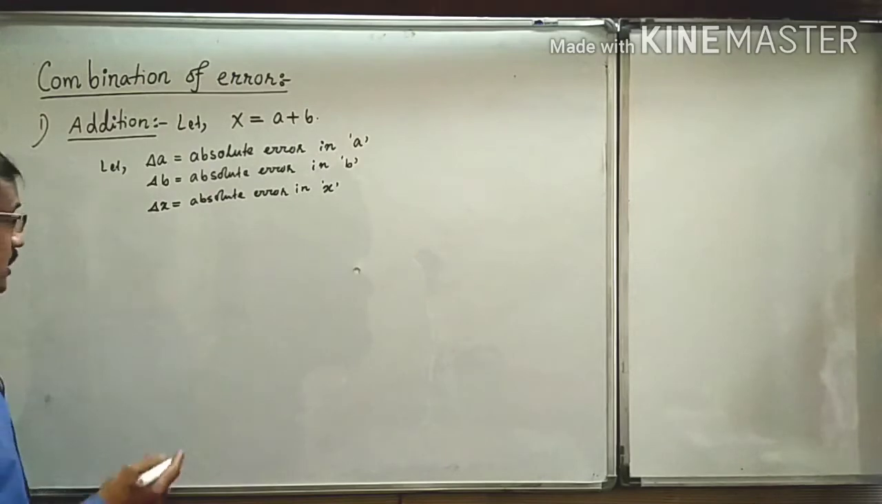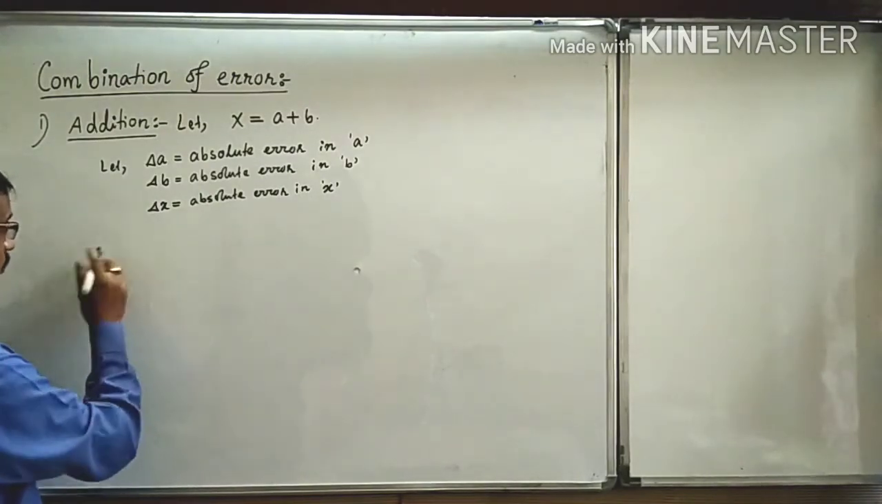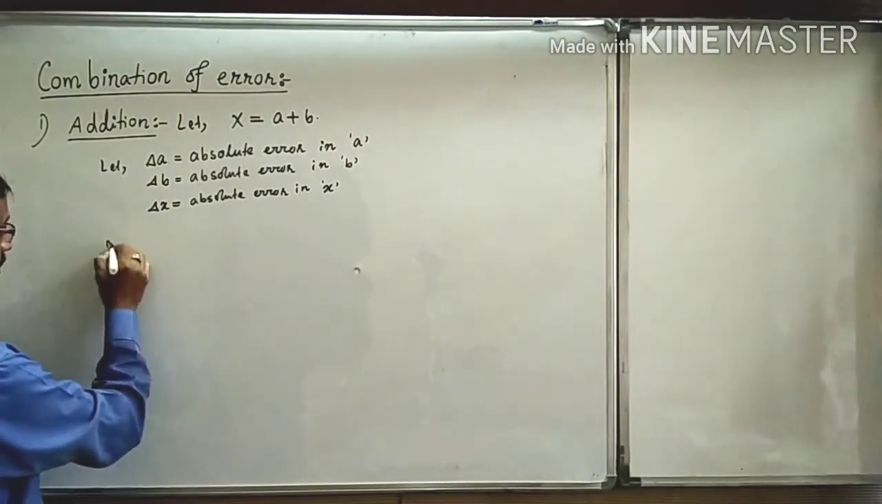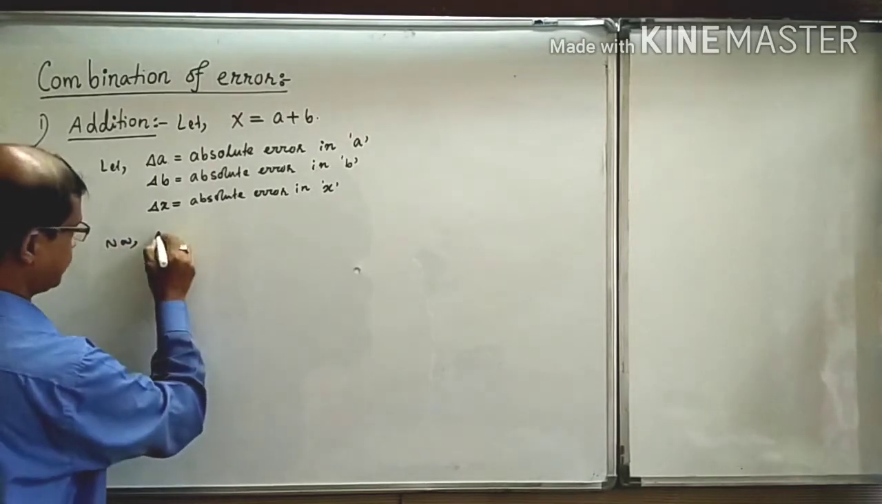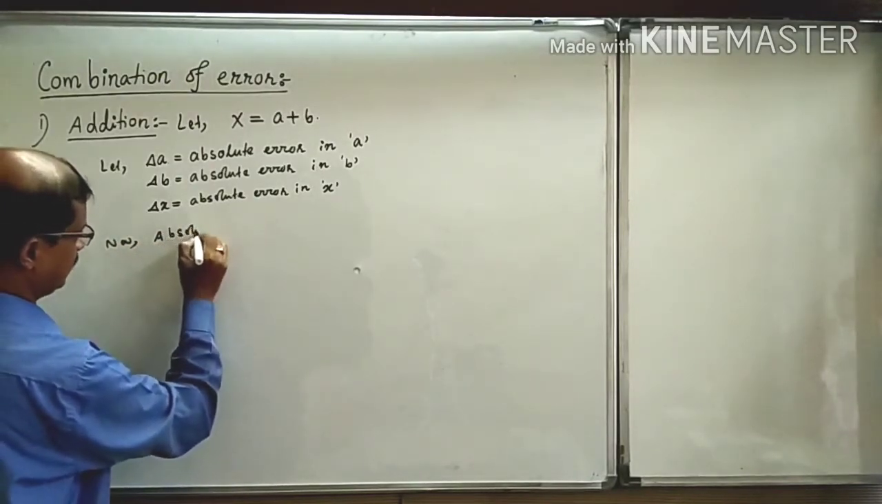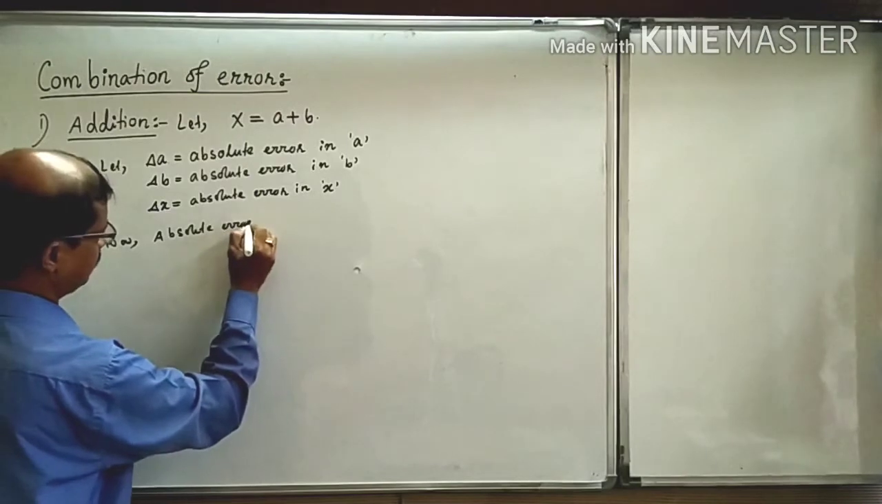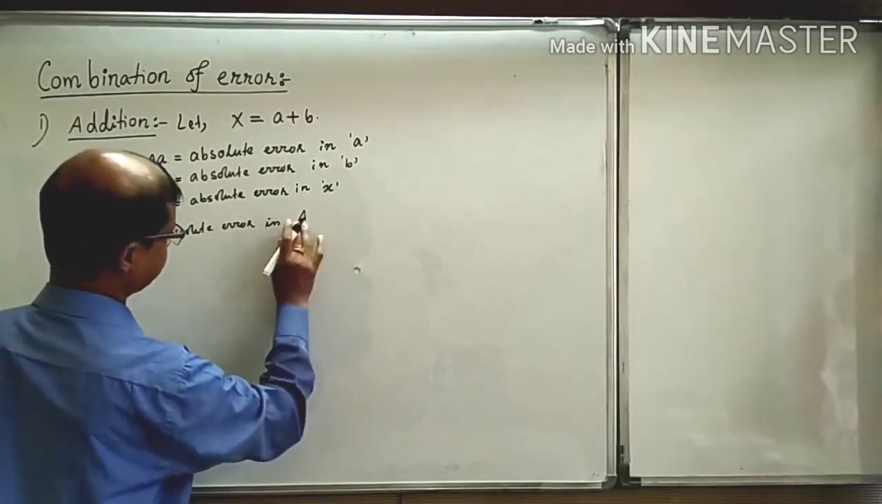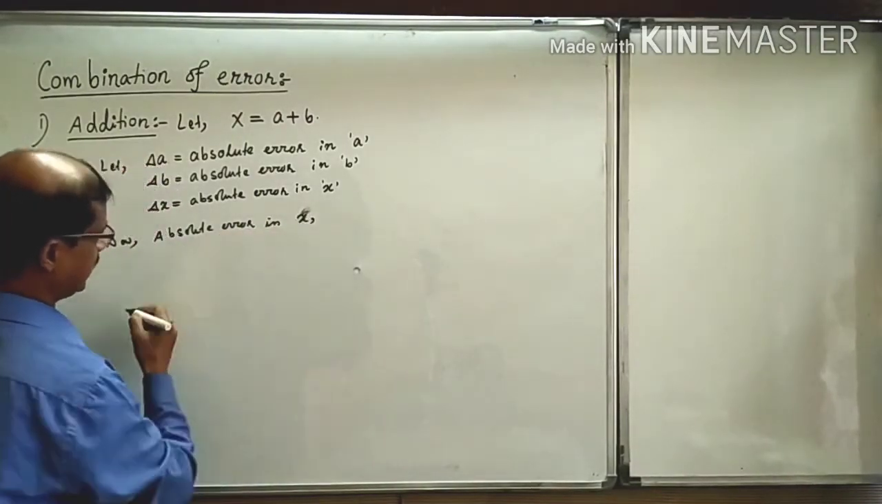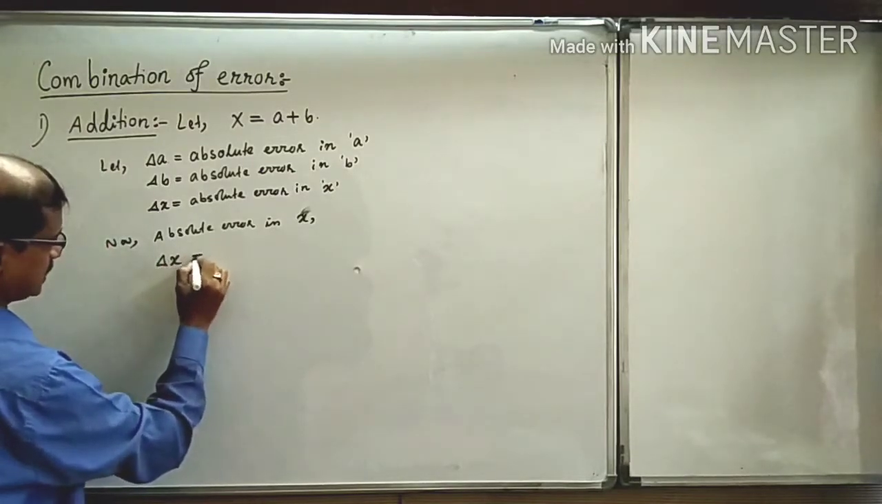Okay. According to this rule, absolute error in x, that is del x.